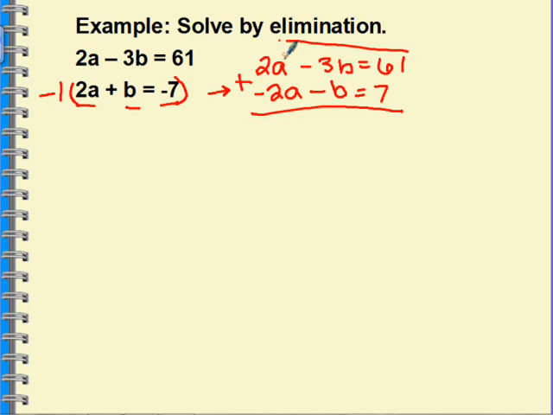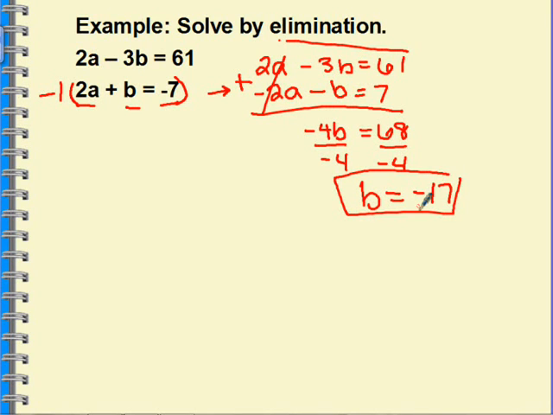My a terms will now cancel. Negative 3b minus b would give me negative 4b. 61 plus 7 would give me 68. Divide both sides by negative 4. So now I get b equals negative 17.